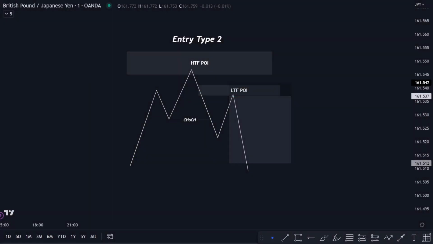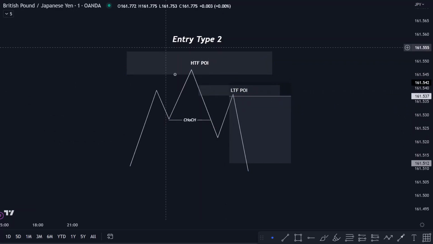Entry type 2. So now going over the entry type 2, we can see that it's the same. So price was reaching a higher time frame POI, and then price reacts heavily. So instead of entering from here with a stop loss here as per the type 1, what we are gonna do is wait for a change of character, which happened here, and then as the change of character happened, we're gonna look for another point of interest in the lower time frame.